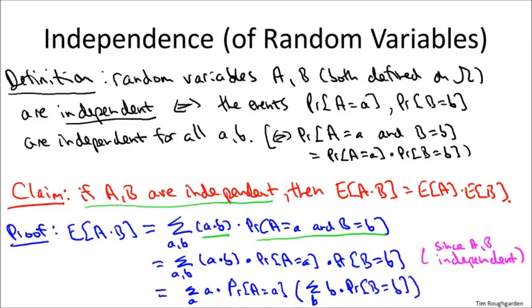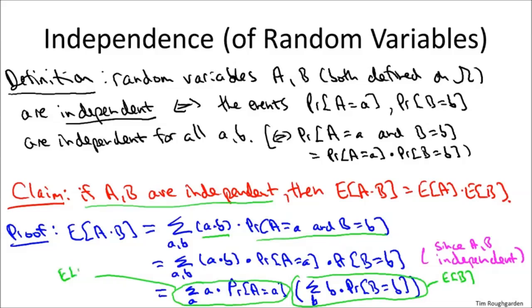Now what's here inside the quantity? This is just the definition of the expectation of B. And then what remains after we've factored out the expectation of B? Just this other sum, which is the definition of the expectation of A. So indeed, for independent random variables, the expected value of the product is equal to the product of the expectations.